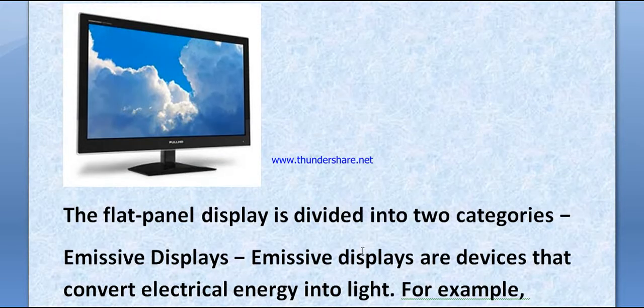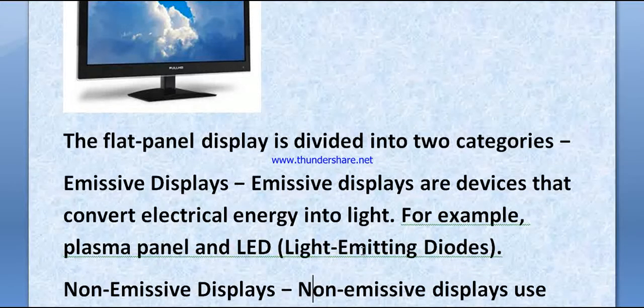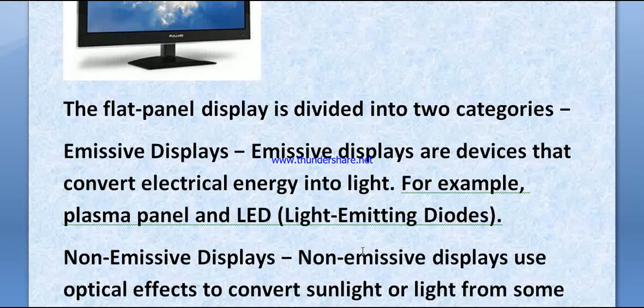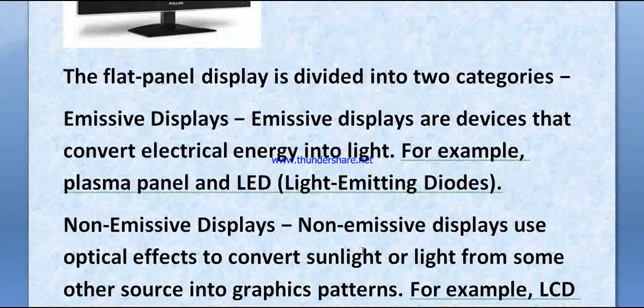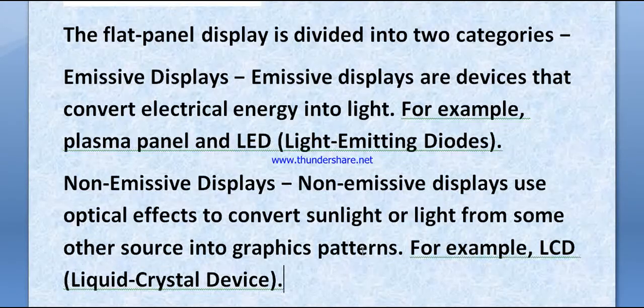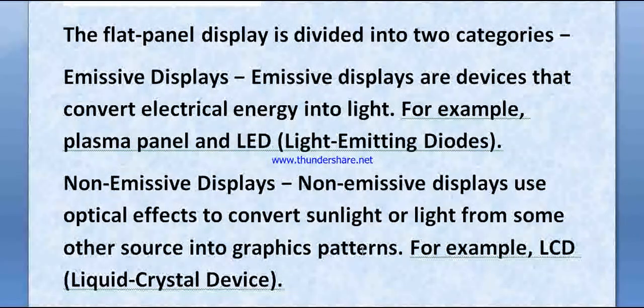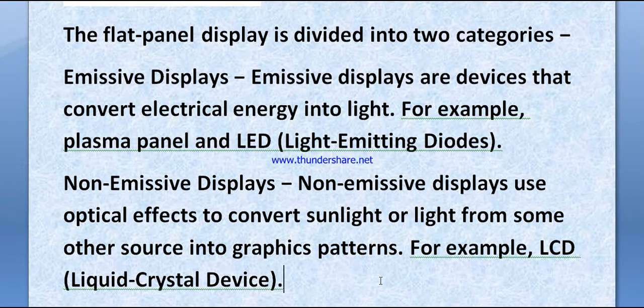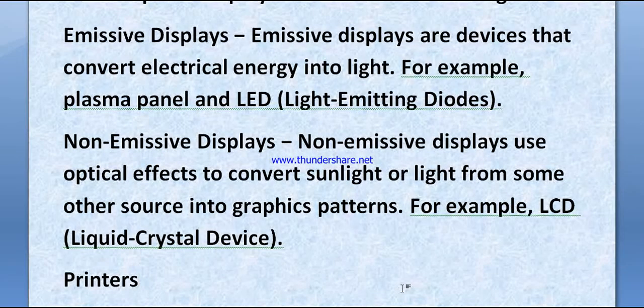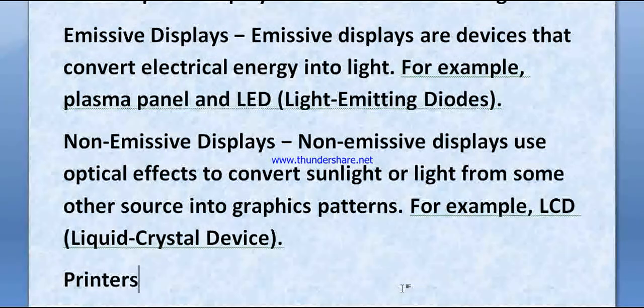Flat panel display is divided into two categories: emissive display. Emissive displays are devices that convert electrical energy into light, for example plasma panel and LEDs. These are the emissive displays. And now we are talking about non-emissive display. Non-emissive displays use optical effects to convert sunlight or light from some other source into a graphics pattern, for example LCD, liquid crystal display. So we have done two types of monitors: CRT and flat panel. And flat panel has two categories: emissive display and non-emissive display.